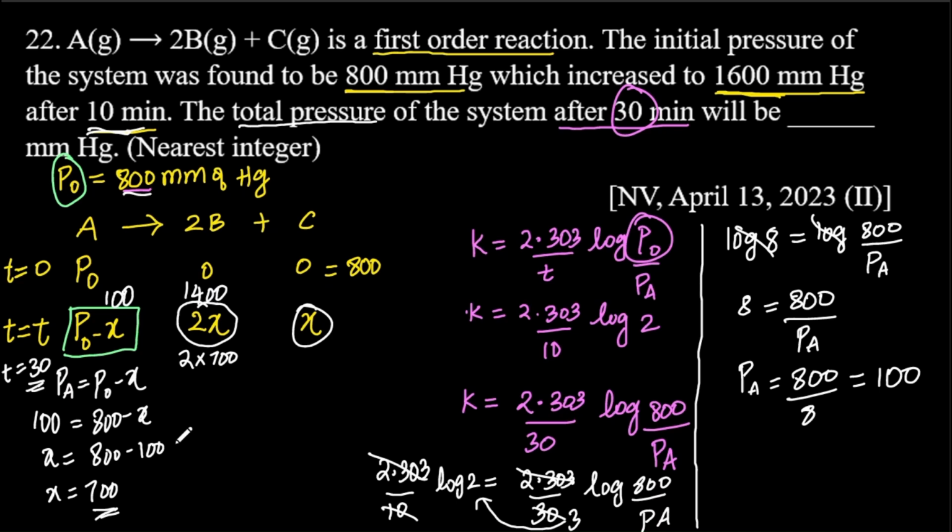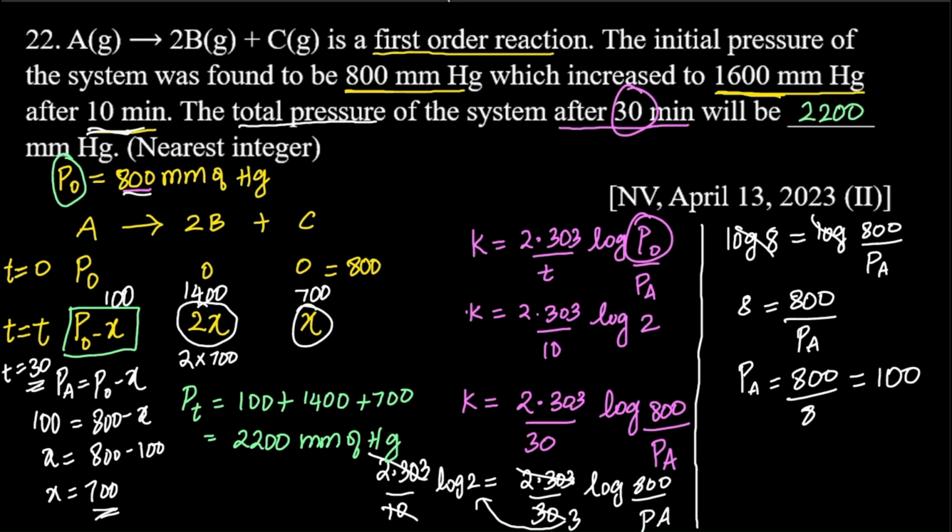Then X value, again 700. So how will you find the total pressure now? So P total is equal to 100 plus 1400 plus 700. So which is equal to 2200 millimeter of mercury. So the answer is 2200.